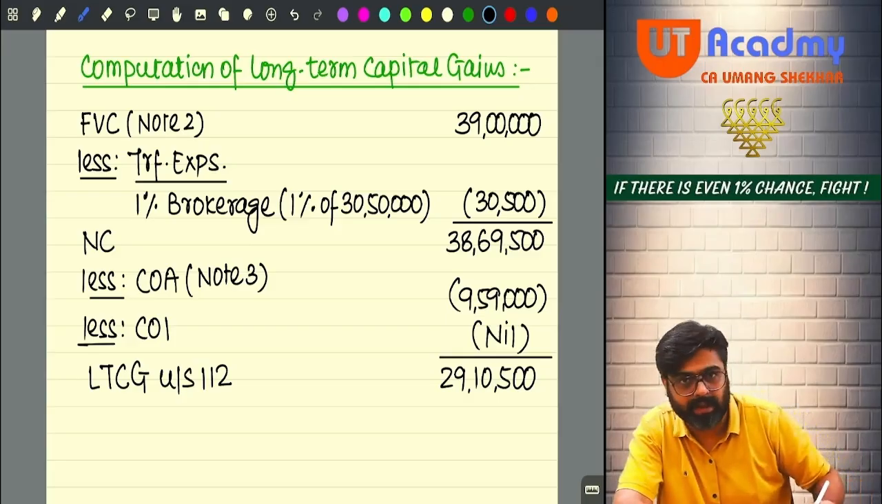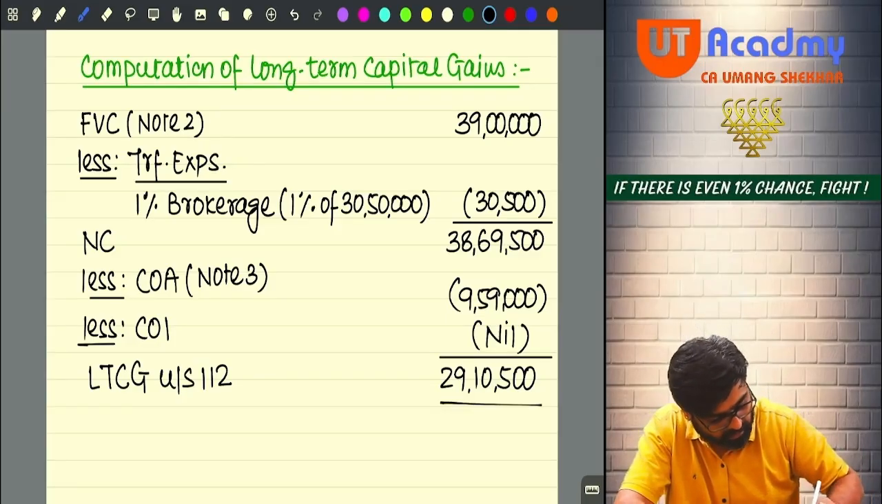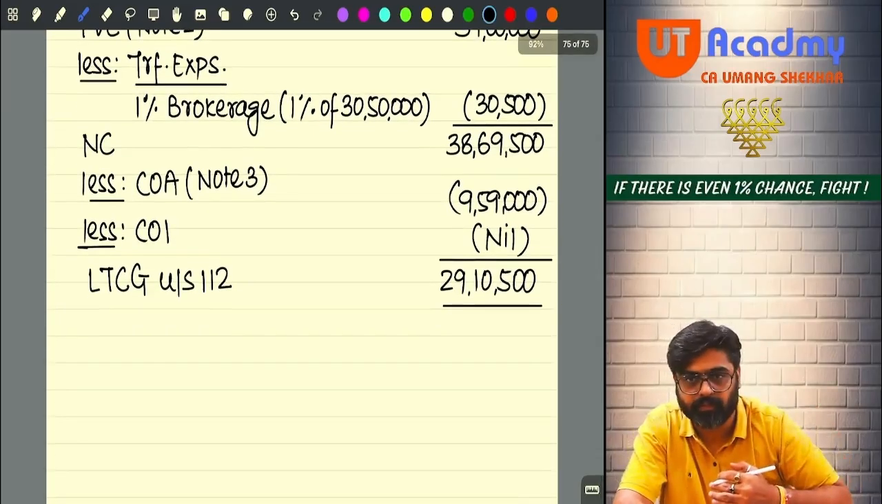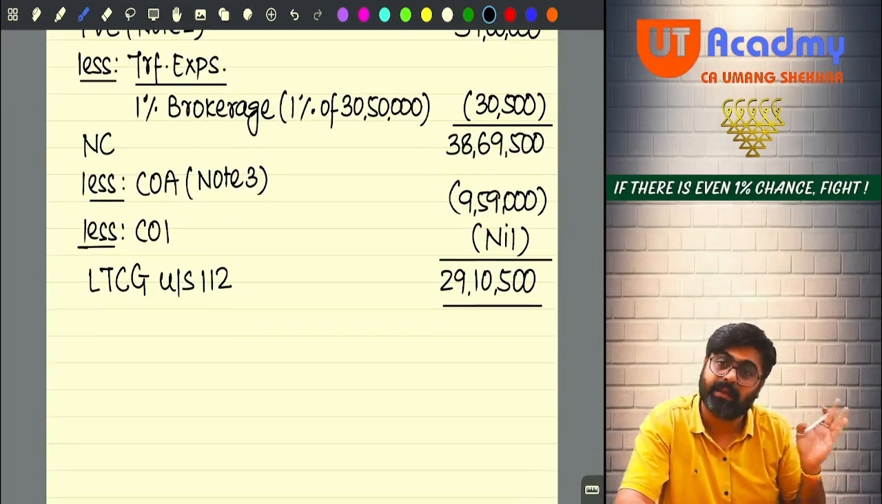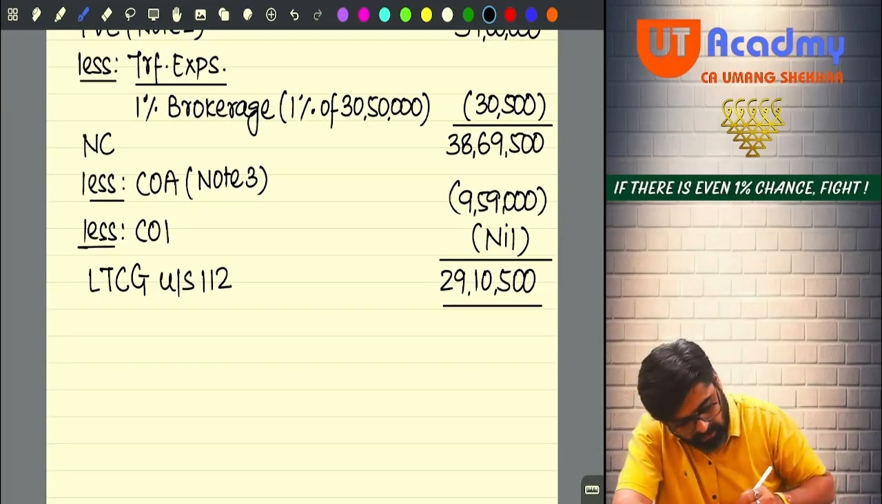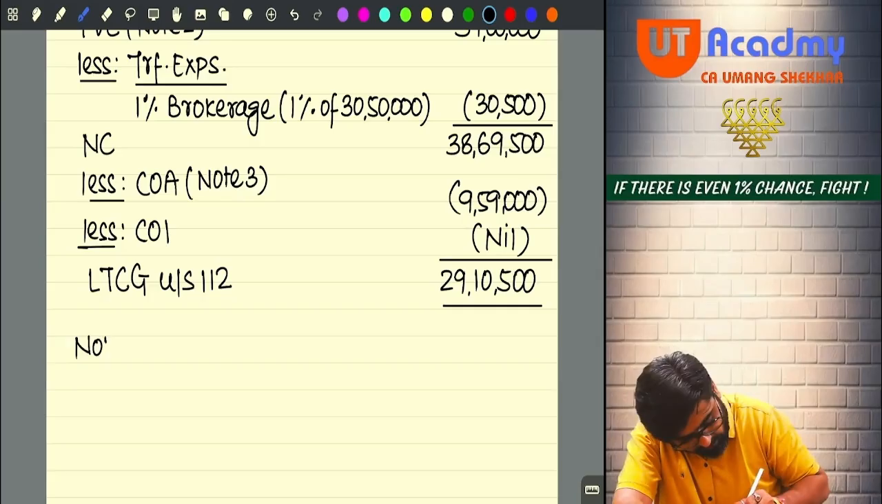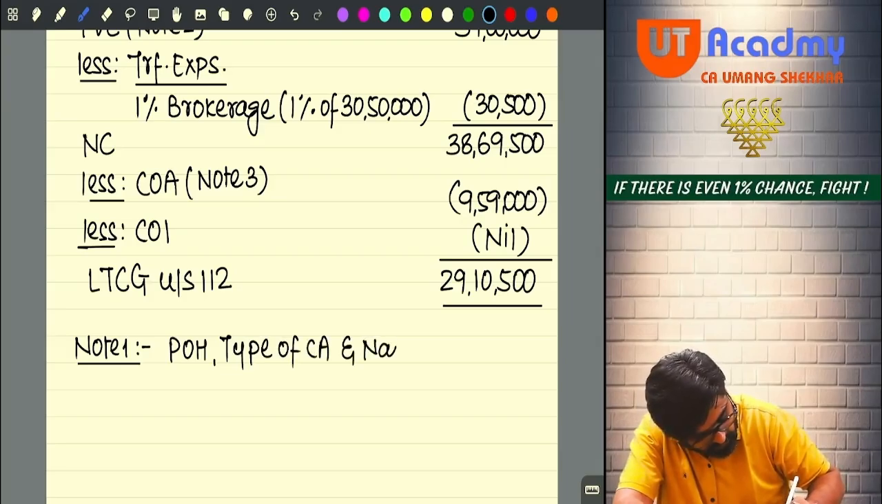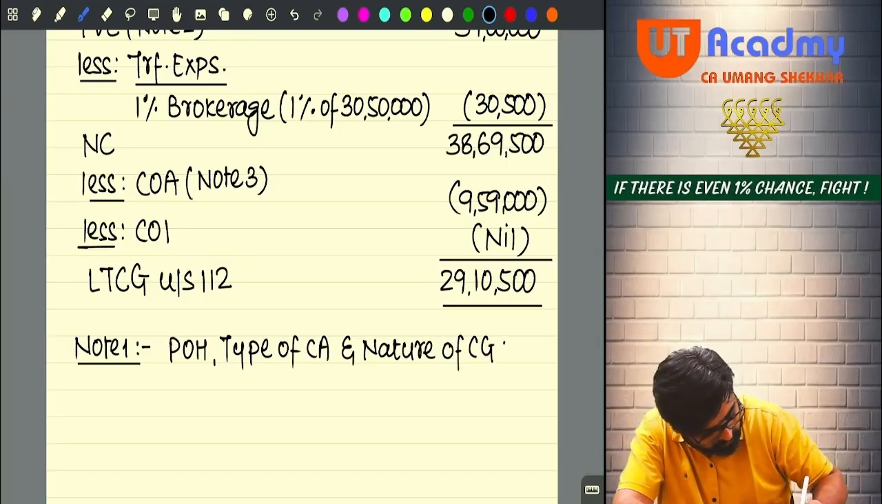So 29,10,500, this is my long term capital gain. What I'll do, I'll first make notes. Then in the end, I will calculate the tax liability. So note number 1. Note number 1 is for period of holding, type of capital asset, and nature of capital gains.